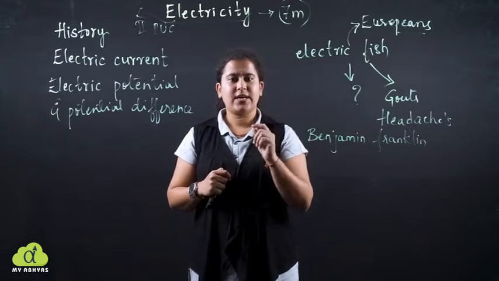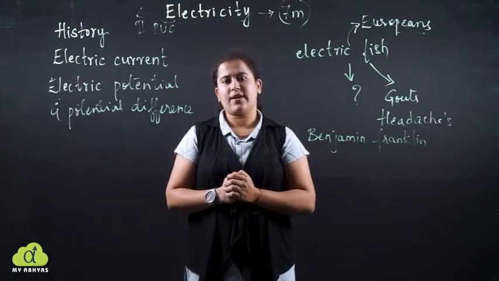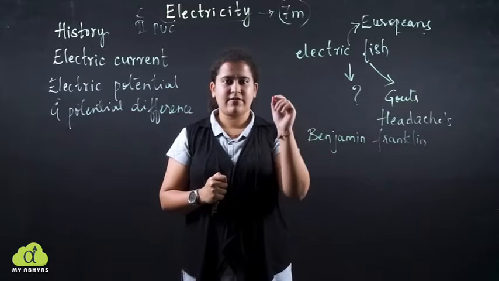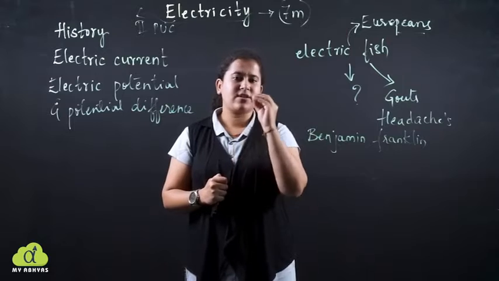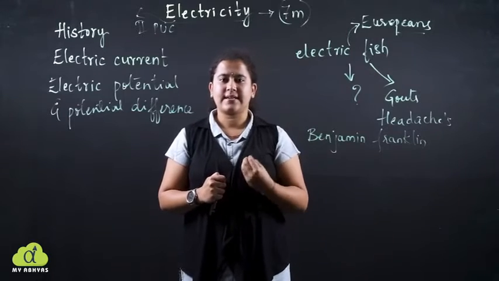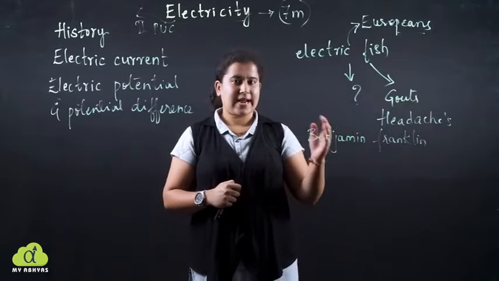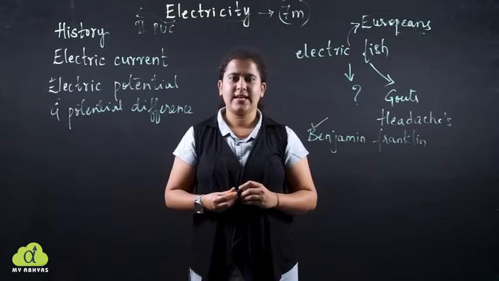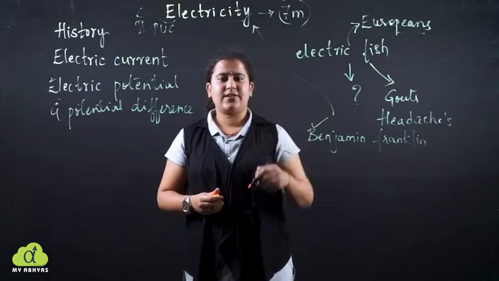When he did it, he felt a shock in his hands. As he observed the shock, he knew that there is something which is getting passed through us, some particle or something which is getting into us, and that is why we are having this type of electric shock. That was given by Benjamin Franklin, and this gave the advancement for electricity.